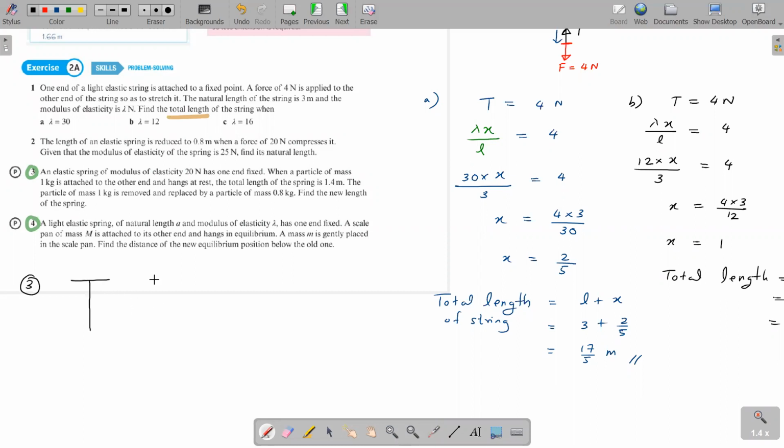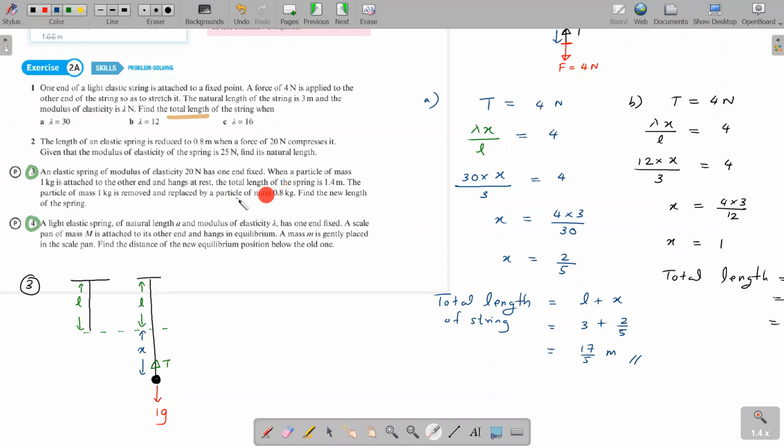For this spring, we attach an object of mass 1 kilogram, which means the weight is 1g, right? 1 kilogram weight is 1g. And when you stretch the spring beyond its natural length, we create a tension in the spring. Let me mark, this is the natural length. And the length by which the spring is stretched beyond its natural length is called its extension. x is called the extension. So first let's find the value of L here.